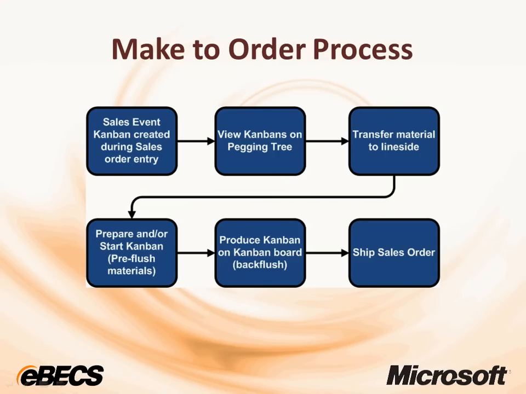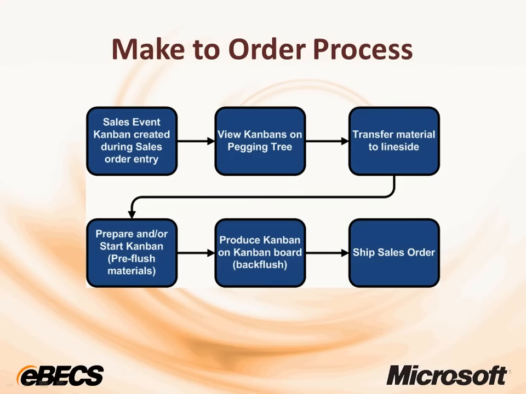We've just covered the lean make-to-order process in Microsoft Dynamics AX 2012. We started out with a sales order, which generated a sales event that created a pull to the final assembly cell to tell us to make the product. We viewed the Kanbans on the pegging tree, which showed us all the specific Kanbans that were required for this sales order, the status of them at any point in time.